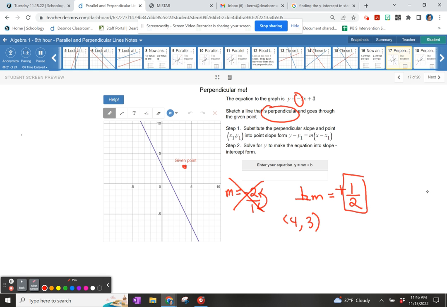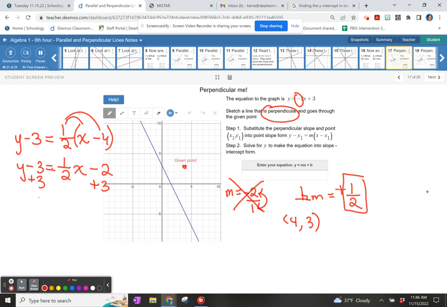And then you treat it just like we did before. So y minus 3 equals a positive 1/2 x in parentheses and then minus 4. And then we can distribute. And then it's a one step like always. So here our slope is different. That's the only thing that we have to remember. We have to do the opposite sign, and we have to do the reciprocal, which is flipping the number.